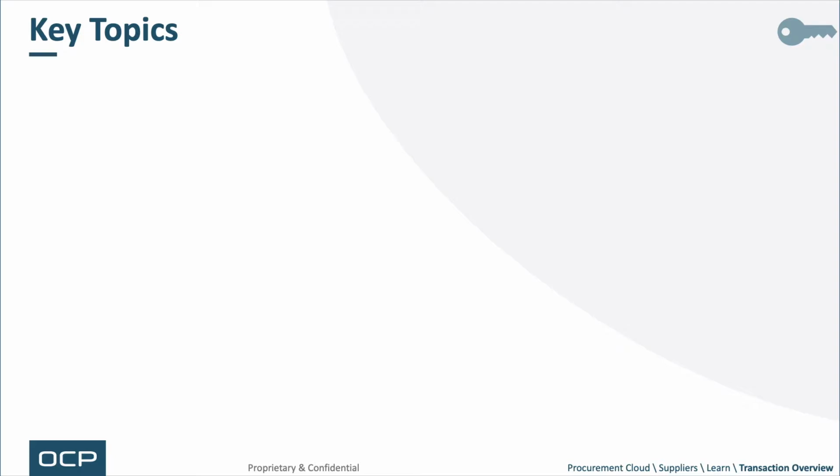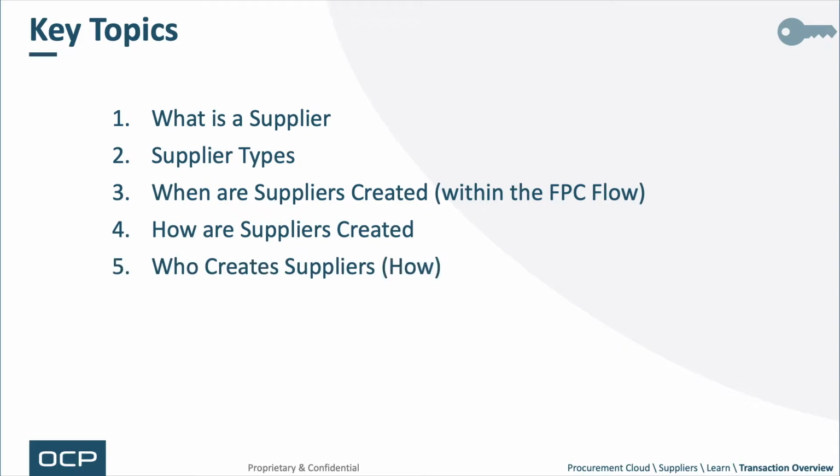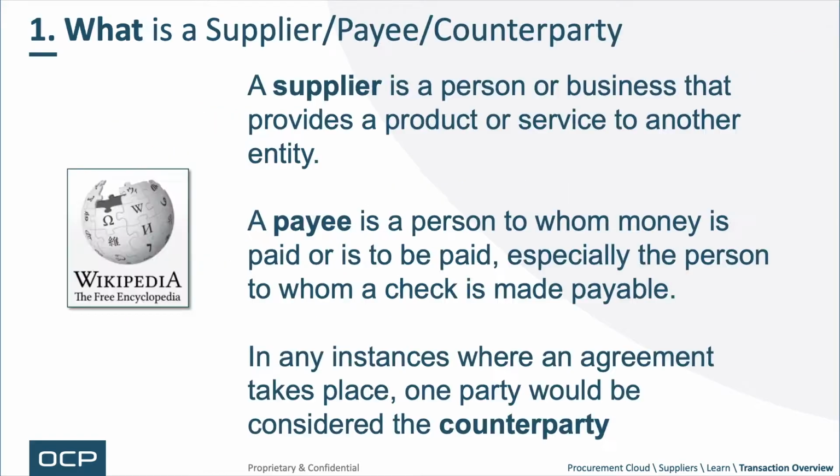Okay, so key topics are as follows. What is a supplier? Supplier types. When are suppliers created? So again, within the FPC or Fusion Procurement Cloud overarching one-slide process flow. How are suppliers created? Who creates those suppliers and how? Why are suppliers created? Okay, so with that, let's go ahead and jump into our presentation.